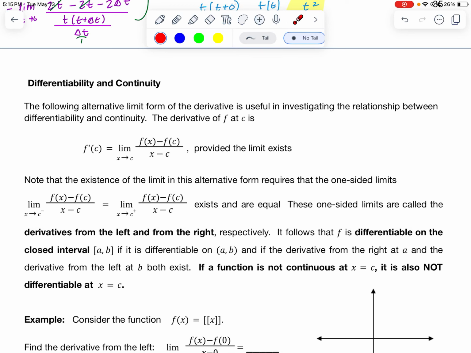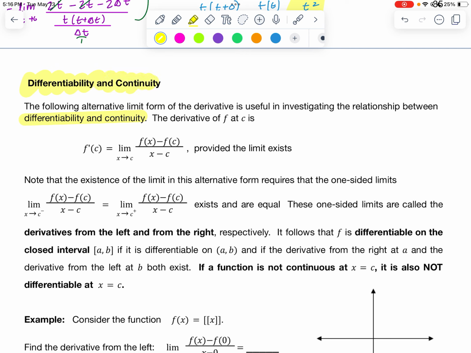All right, let's go ahead and get started. We are now looking at differentiability and continuity. So we've talked about these two topics last class, and we talked about continuity beforehand, right? We've already really dug deep into these two topics, but we're going to see how they correlate with each other, okay? So the following alternative limit form of the derivative is useful in investigating the relationship between continuity and differentiability.